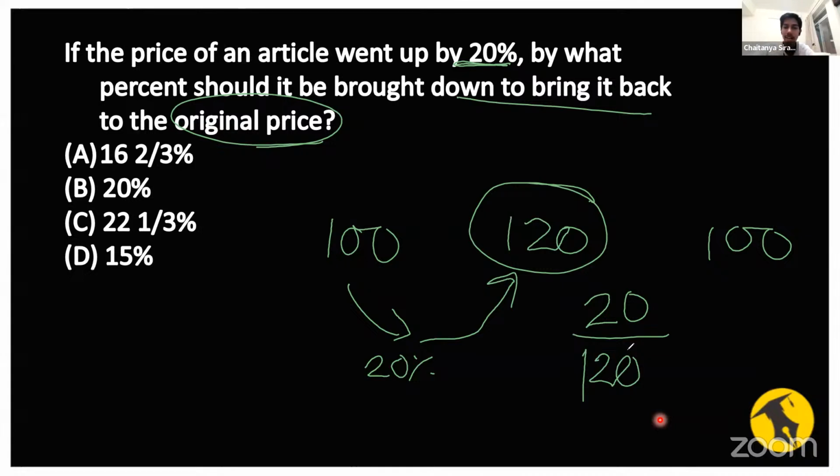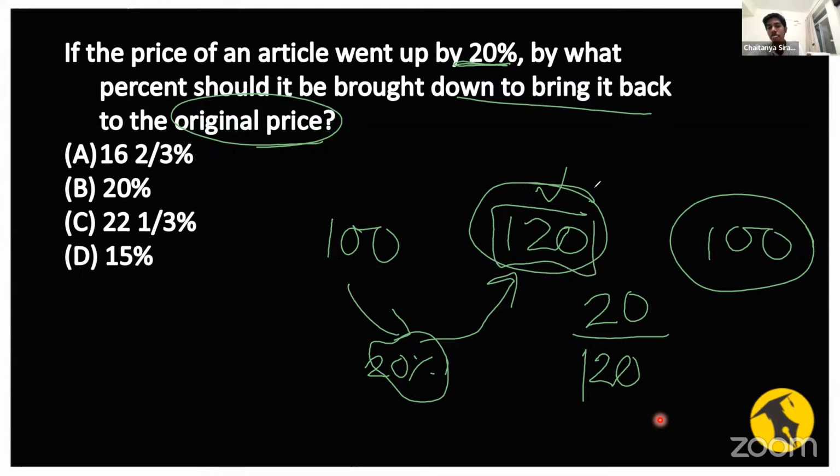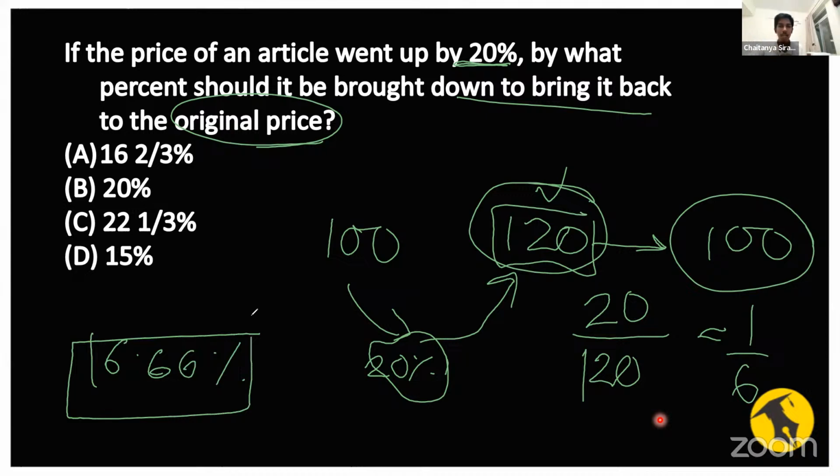I'll repeat. First, I had the original price as 100. Then I increased it 20%. My new value is 120. Now I decide to bring it back to 100 again. Now for the second part, my original value is 120. And how much am I reducing? 20. 20 upon the original price, 120 in this case. So this is nothing but 1 by 6. And we just now saw 1 by 6 is 16.66%. So the correct answer in this case would be option A.